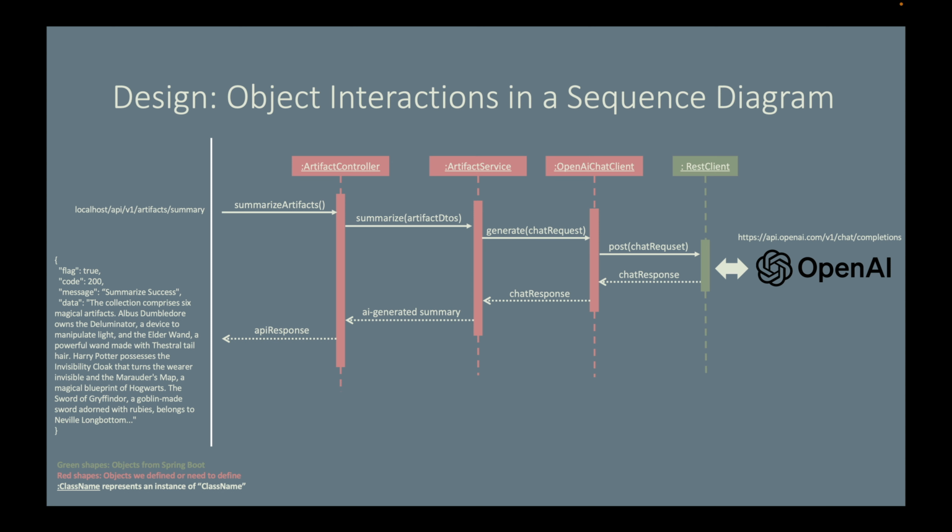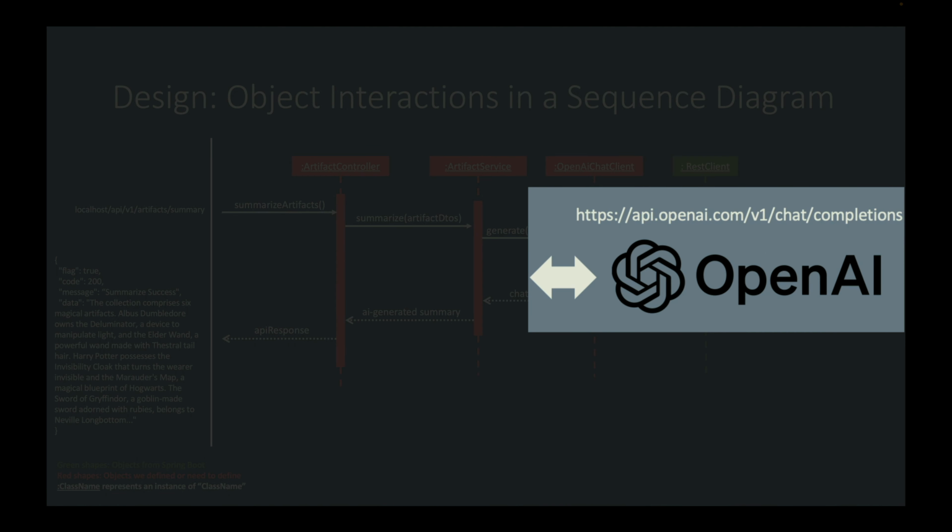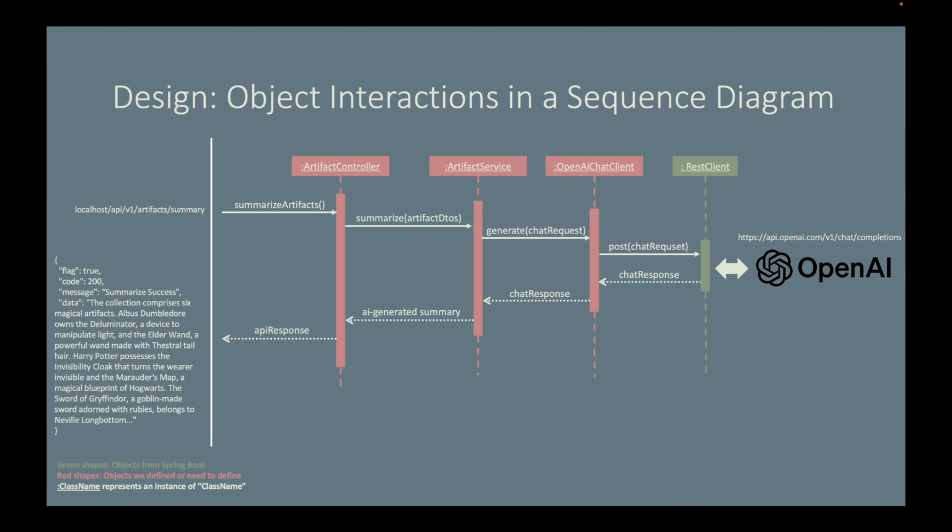Once ArtifactService has everything set, it's time to call in the OpenAI ChatClient. To accomplish its mission, OpenAI ChatClient uses a tool from the Spring Framework called RestClient. This tool reaches out to the remote OpenAI API, which is where the real summarization takes place. So this is where the magic happens. Once the summary is ready, it's sent back along the path it came. The response is returned to the RestClient, and then it goes back to the OpenAI ChatClient, which then relays it back to ArtifactService.